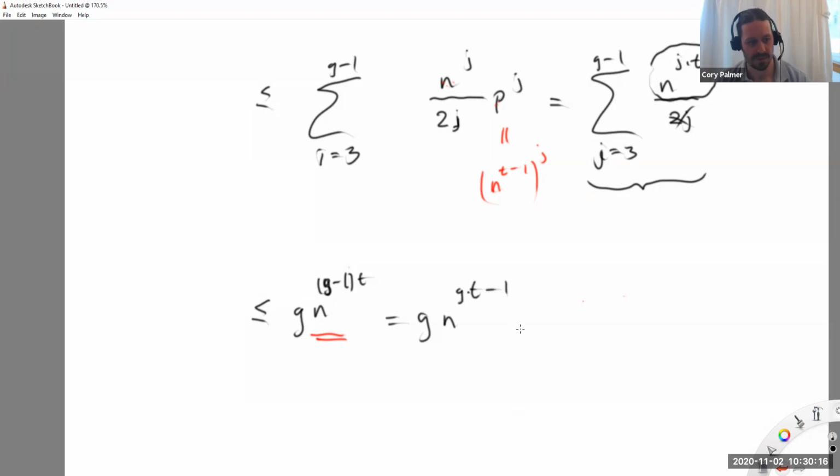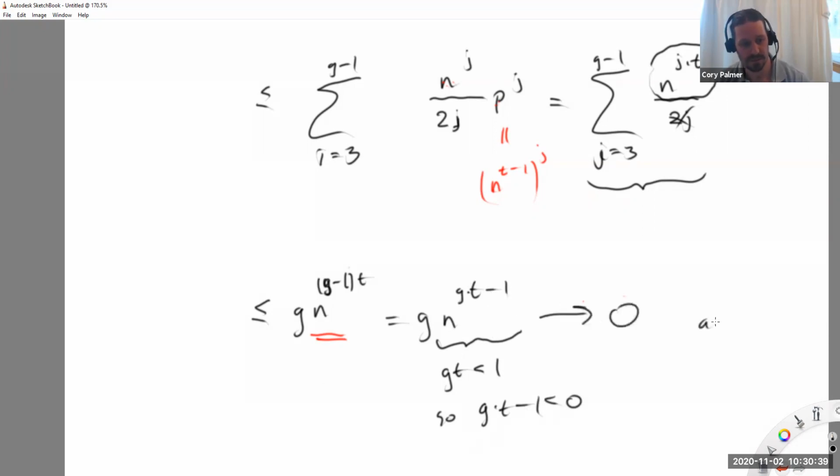And this goes to 0, right? So g times t is less than 1. So g times t minus 1 is less than 0. And this means that we have n to a negative exponent. So this goes to 0 as n goes to infinity, right? n to a negative exponent is 1 over n to the something. As n gets large, we're dividing by a bigger and bigger thing. So it goes to 0 there.